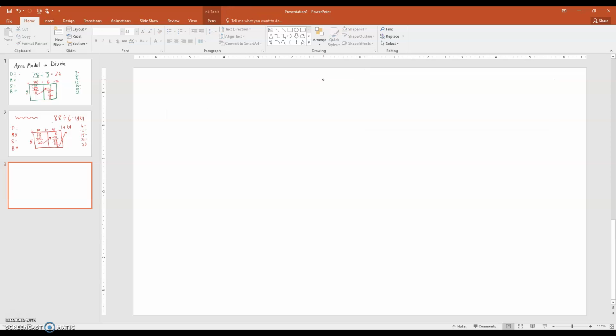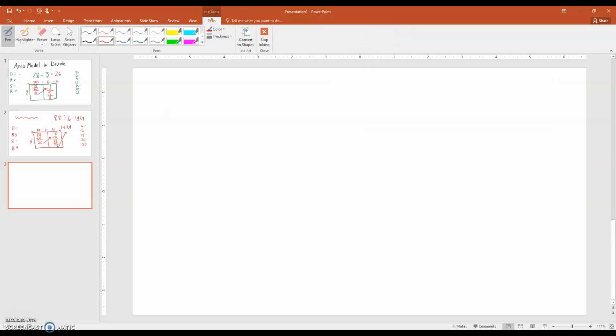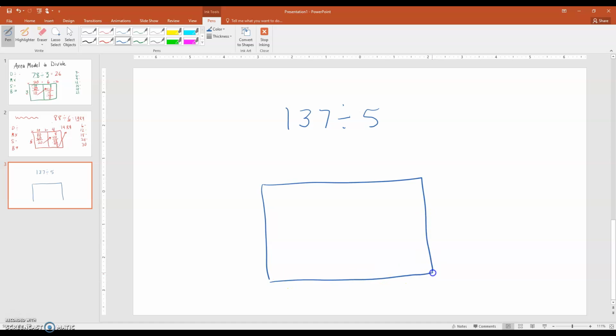And let's come up this time and do, let's try a 3-digit one. Let's try 137 divided by 5. So I always start with my rectangle. Remember, with division, we're doing everything opposite of multiplication. So when I decompose the 137, it goes inside the box. 137, that's 3 columns. And my divisor always stays on the outside.